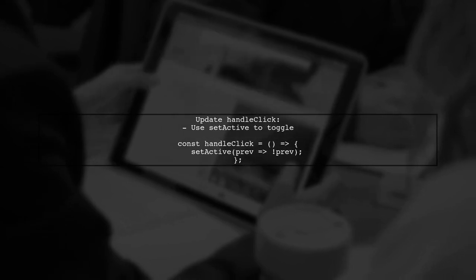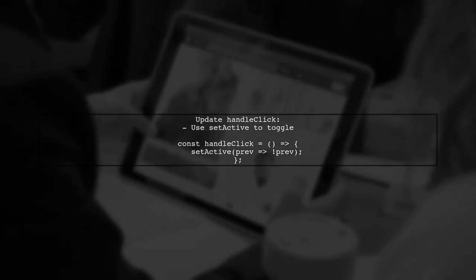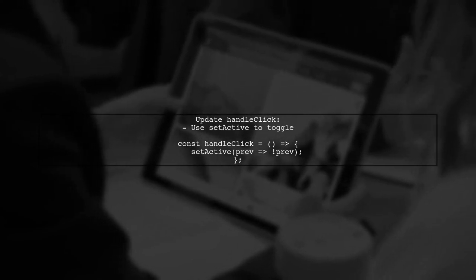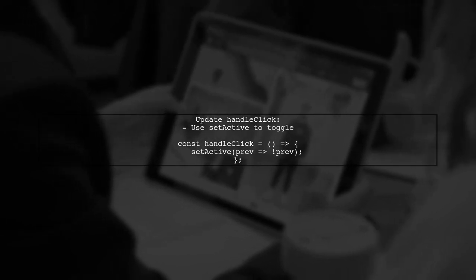Next, we will modify the handleClick function to update the state instead of toggling the variable directly. This ensures that the component re-renders correctly when the button is clicked.